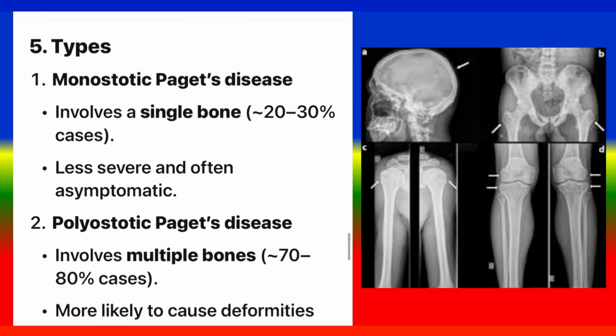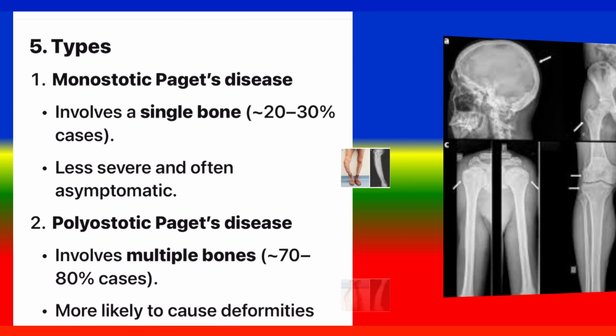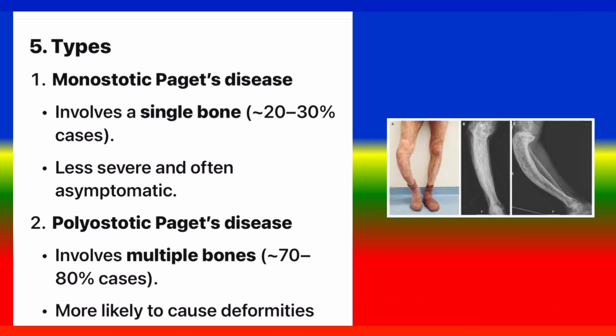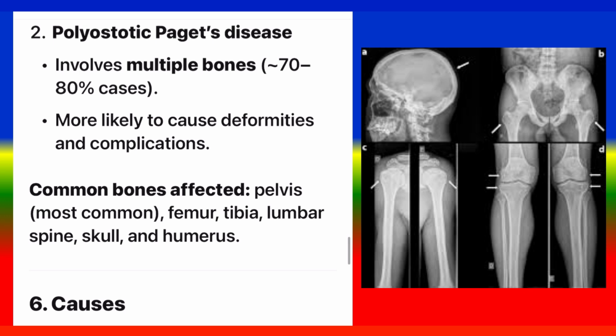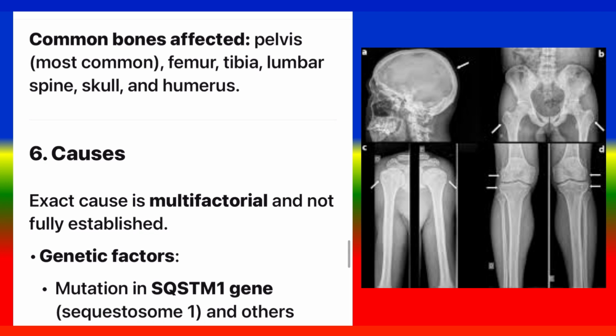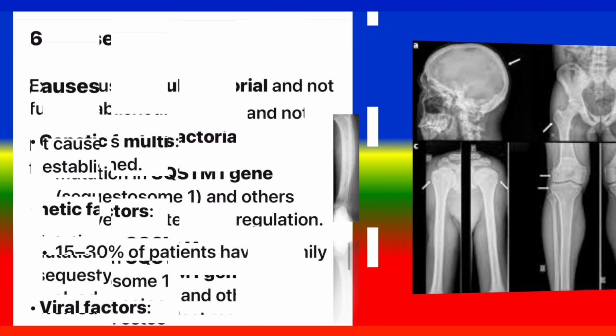5. Types. 1. Monostotic Paget's disease involves a single bone, 20 to 30% of cases, less severe and often asymptomatic. 2. Polyostotic Paget's disease involves multiple bones, 70 to 80% of cases, more likely to cause deformities and complications. Common bones affected: pelvis, most common, femur, tibia, lumbar spine, skull, and humerus.